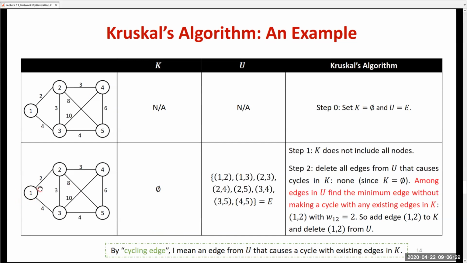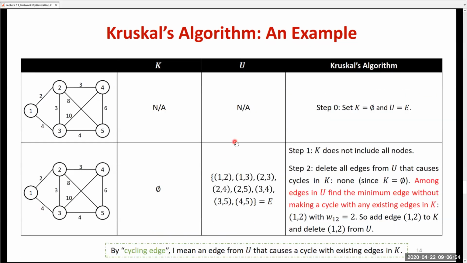But K is the empty set here. So of course, nothing's going to cause cycles with K. Here I'm going to choose the minimum weight in U, which is clearly W12. This one is the minimum weight, okay? So I'm going to add this edge 1, 2 to K and delete this edge 1, 2 from U.